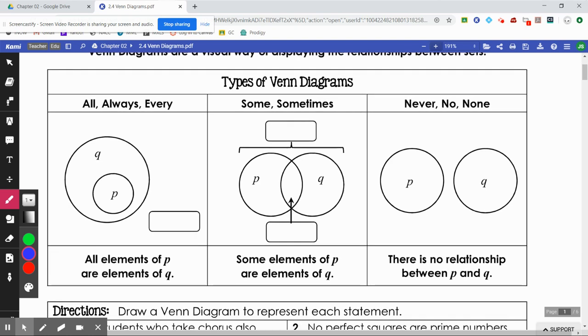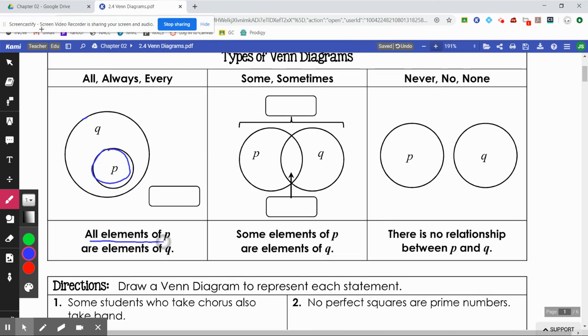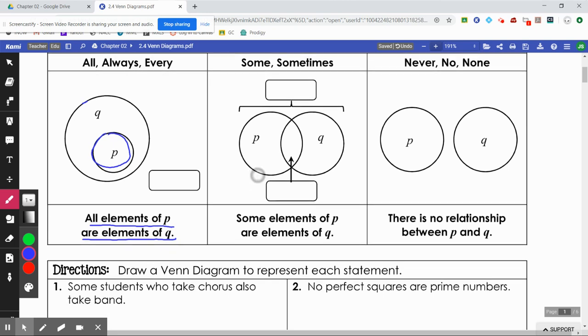The first Venn diagram here has two sets, and I want to point out that set P is entirely contained inside Q. That means that everything that's in P is also in Q. So all elements of P are also elements of Q. This is a great way of representing implication. If an element is in P, that implies that it would have to be in Q as well. So that is an example of implication.